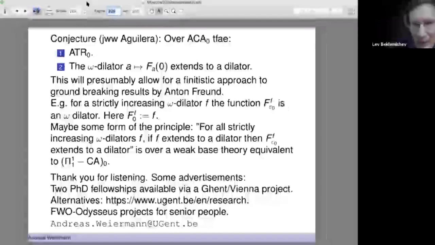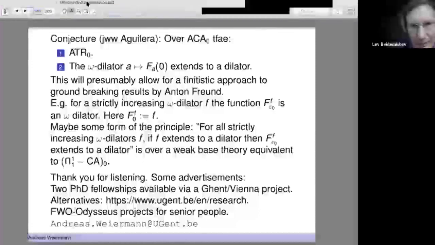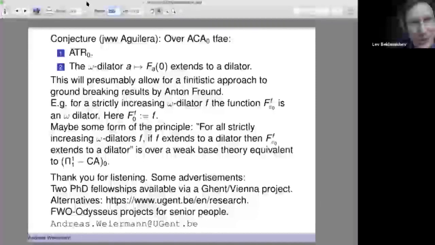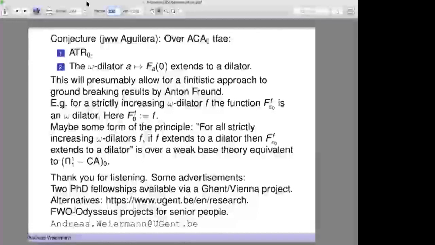Okay, can you perhaps say what are the groundbreaking results by Anton Freund that you referred to? Anton Freund has a very strong result, namely he has defined a principle that every dilator has a certain Howard-Bachmann fixed point. And he has shown that this one is equivalent to pi-1 comprehension.